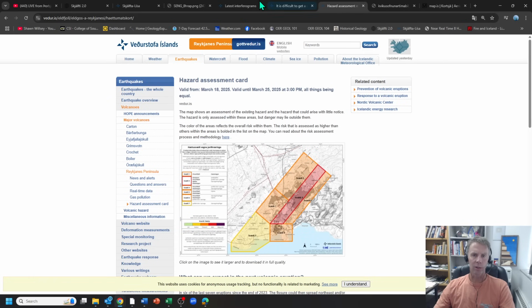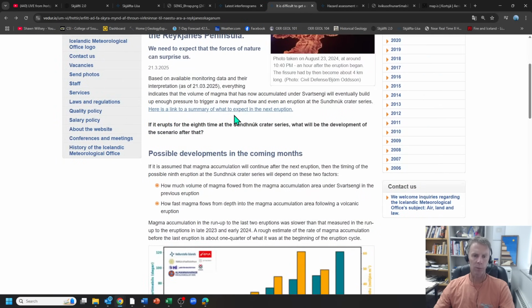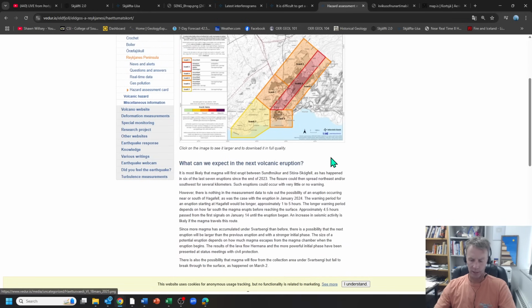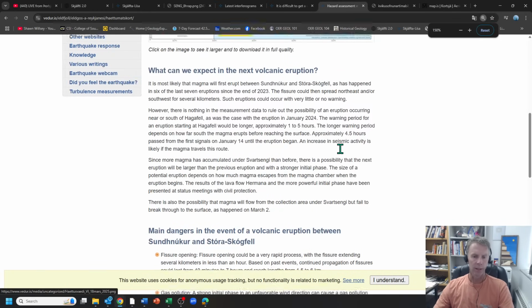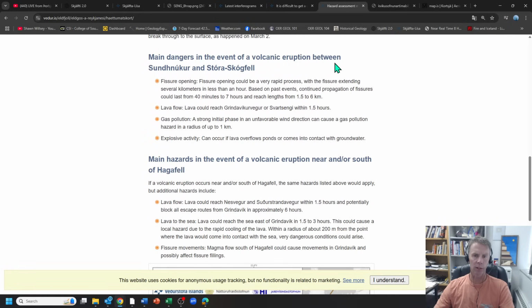They do have a link. There's a link back here going back to the top where it says, here's a link to a summary of what to expect in the next eruption. And they go over the hazard areas, and they also go over the locations and what the main dangers of an event would be. In the place we expect it to erupt is the fissure opening.